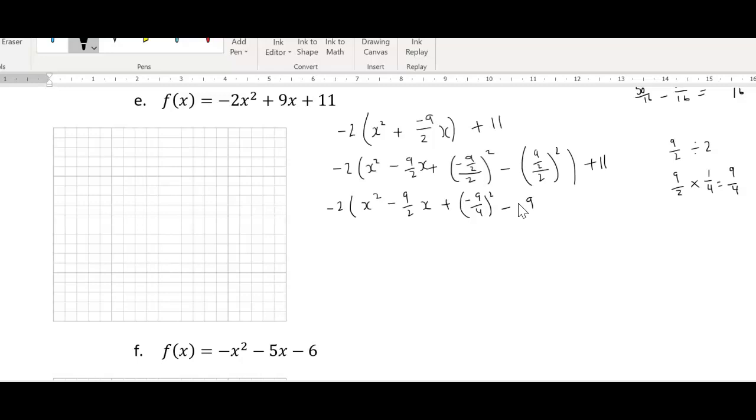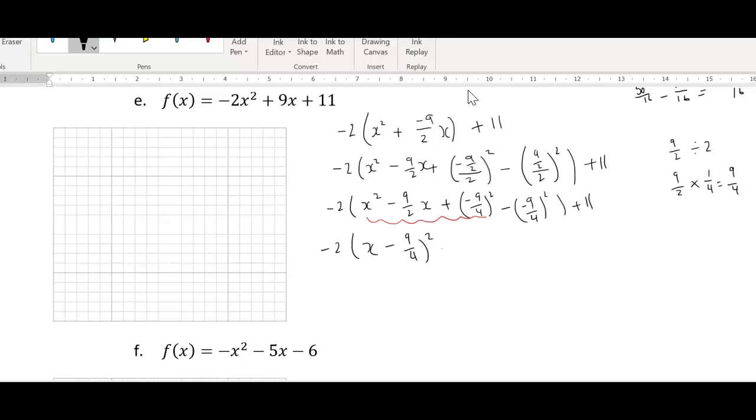And I'm going to do the same here. All right. Now we can factorize these terms. The reason I keep this in a bracket and I don't worry about squaring it is because negative 9 on 4 becomes our factor. So we're going to have x minus 9 on 4 squared.